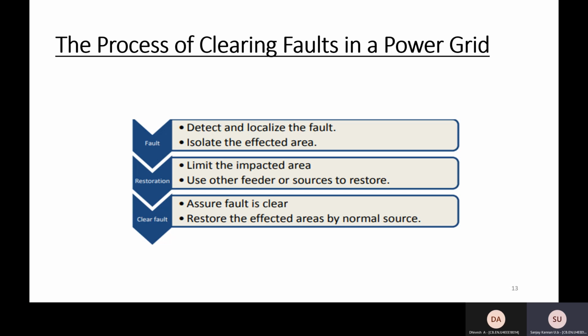And the second thing is that we try to restore the affected area, and we use different feeders in order to feed the other nodes in the grid. And finally we clear the fault, and after clearing the fault we stop feeding the loads with the feeder and other subsources, and we feed them with the main source.